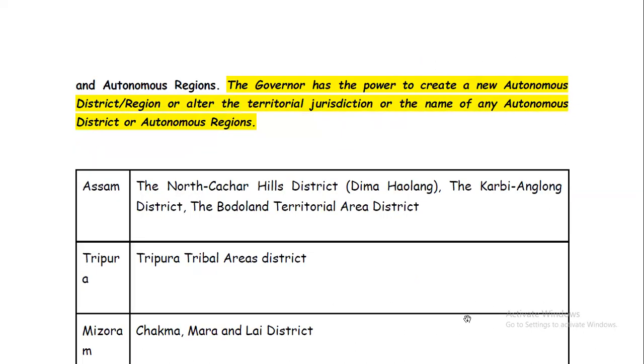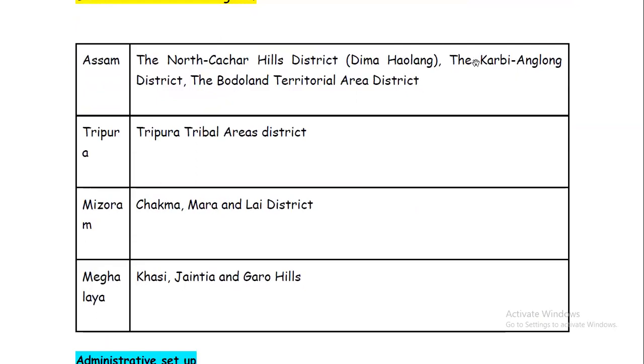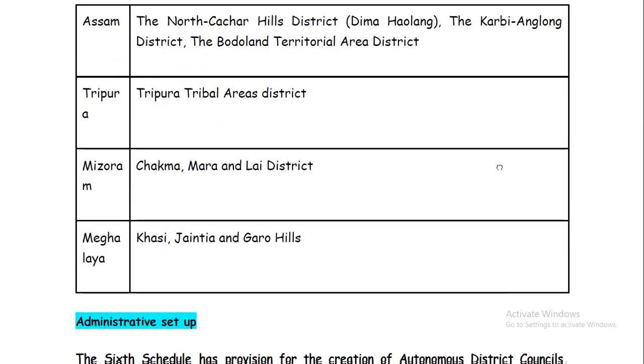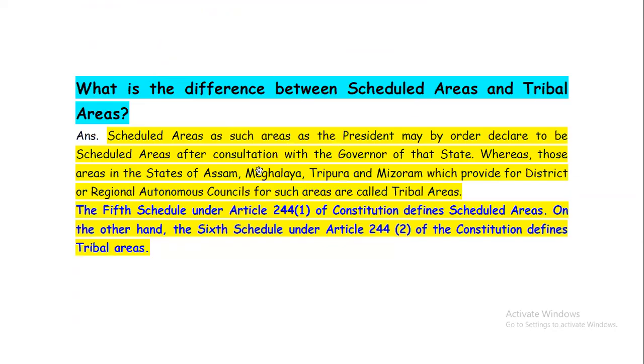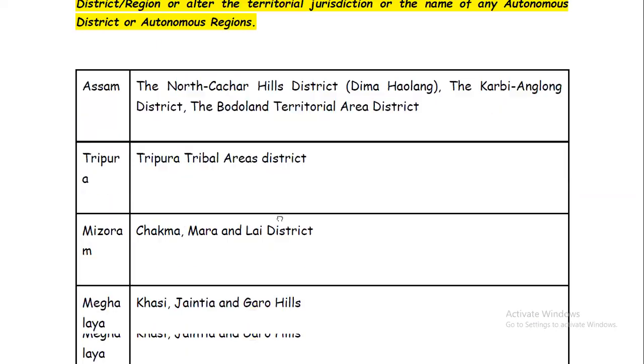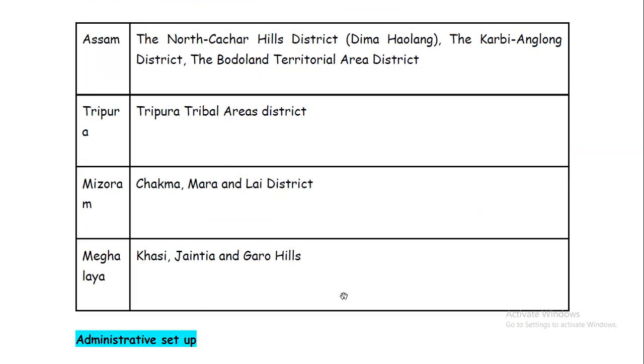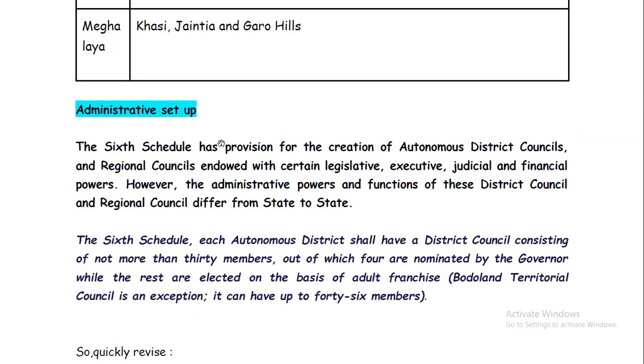Okay, so in the case of Assam, we have just seen Dima Hasao, Karbi Anglong, and Bodoland, and then Tripura, and Mizoram, what are the areas. And then Meghalaya: Khasi, Jaintia, and Garo Hills. Now, what is the administrative setup?